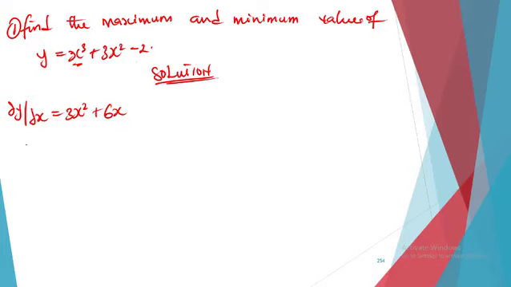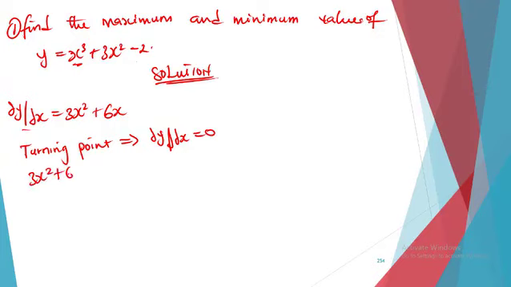That's step 2, the turning point. The turning point is the point where dy over dx is equal to 0. So if dy over dx is equal to 0, that means 3x squared plus 6x is equal to 0. Why is it 0? We are trying to find the values of x.